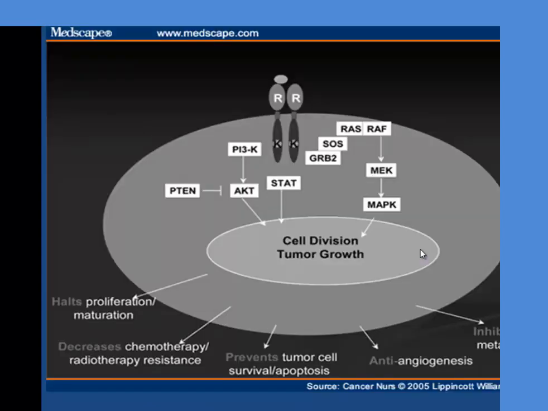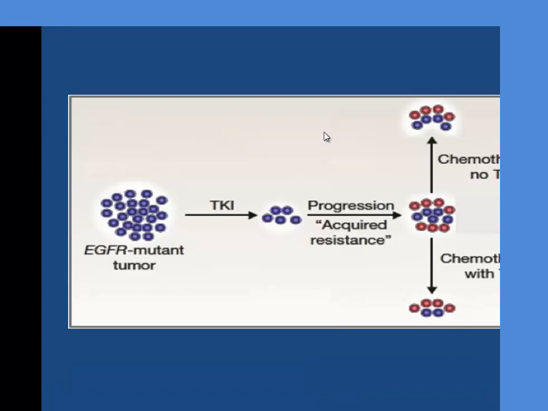See here, beautiful illustration again. Inhibition of metastasis, anti-angiogenesis, prevention of tumor cell survival, and decreases chemotherapy, reduces therapy resistance. So we're talking about the same language here. We're not talking about anything else.